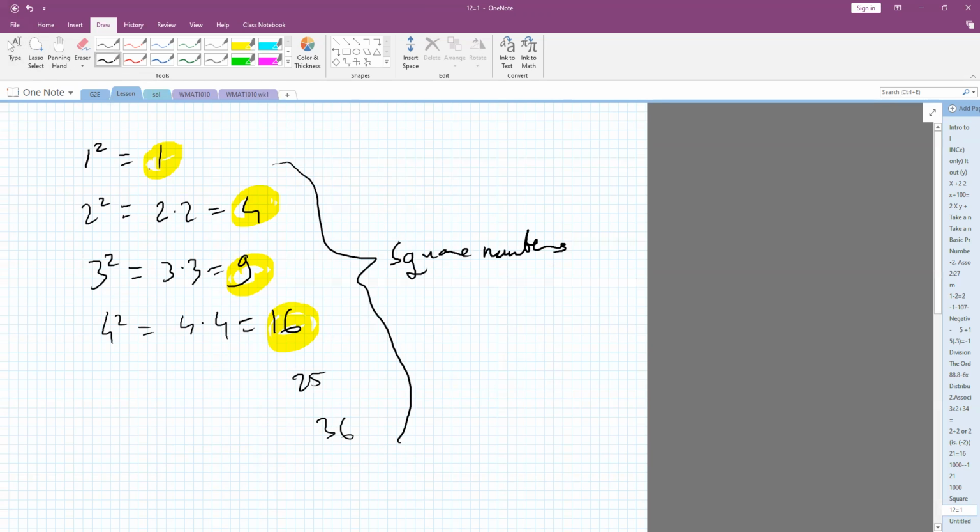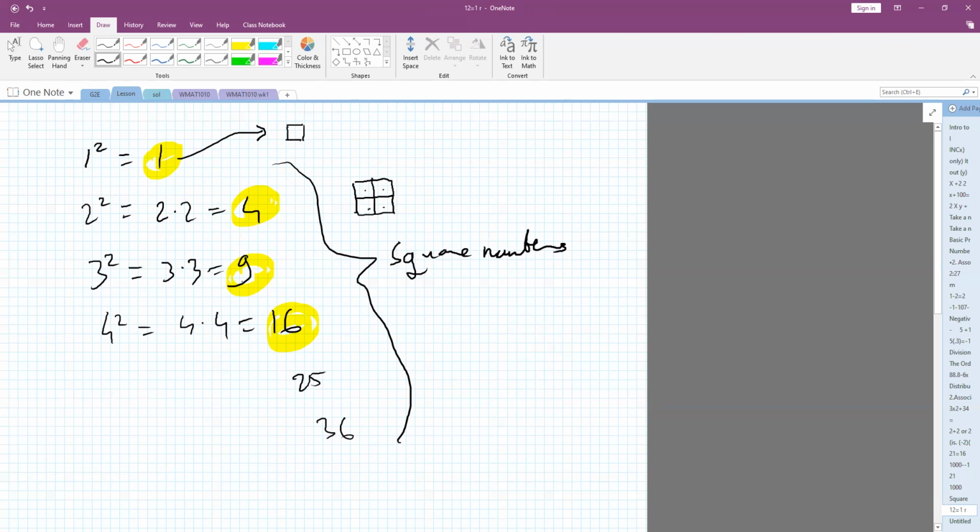So if you imagine that this one is a single square, this number 1 is a single square. Now when you have 2 squared, that gives us a bigger square, which includes 4 smaller squares like this. So 1, 2, 3, 4, right? That's why it's called a square number.